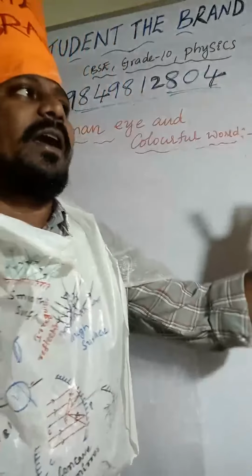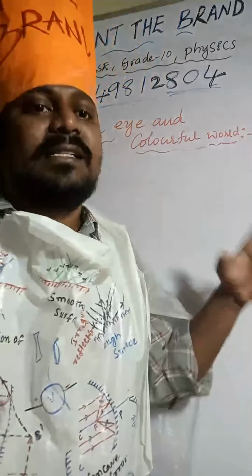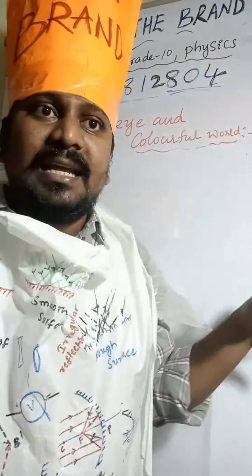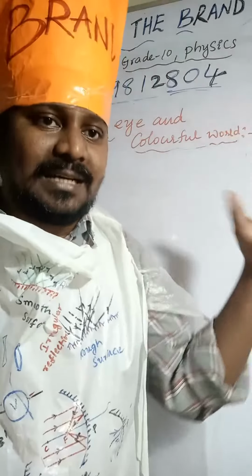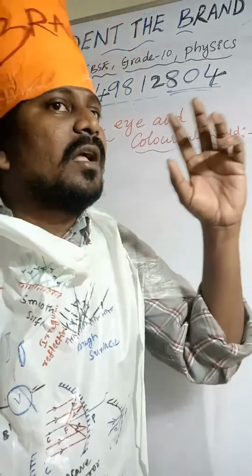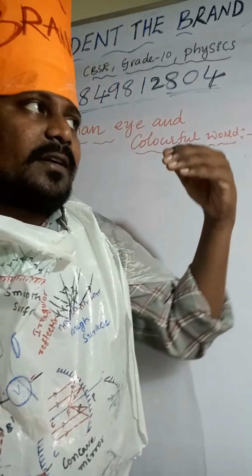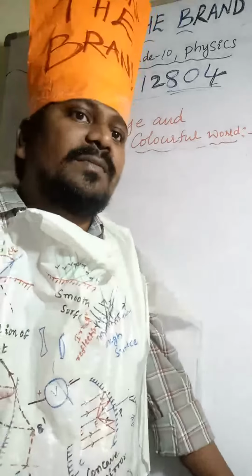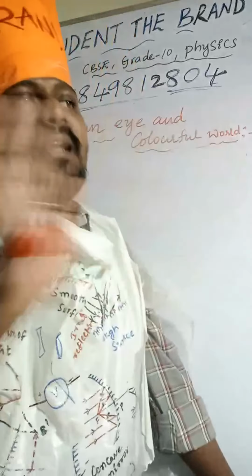The far point means the maximum distance up to which a person can see clearly without any strain. That maximum distance is infinity. So from 25 centimeters up to infinity we can see, and that is called the range of vision. We can see at 25 centimeters, and up to infinity also, so 25 centimeters to infinity is our range of vision.